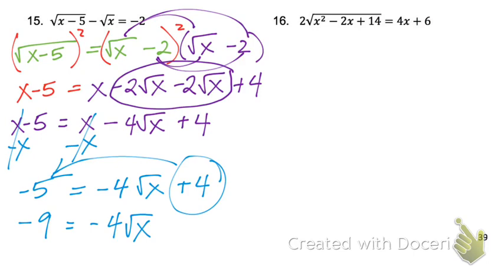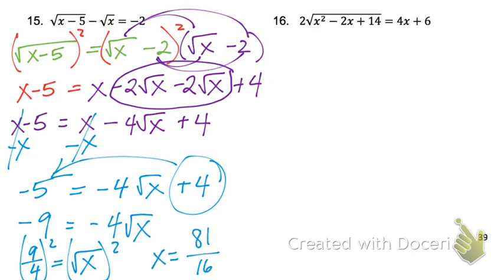Then I divide by negative 4. So 9 over 4 equals square root x. And square that. x equals 81 over 16. And we're done. It makes sense, it's just a lot of work. The only part that confuses me is the factoring part.